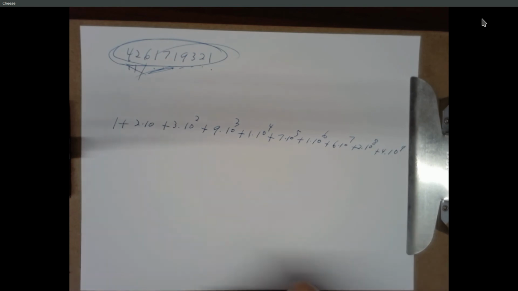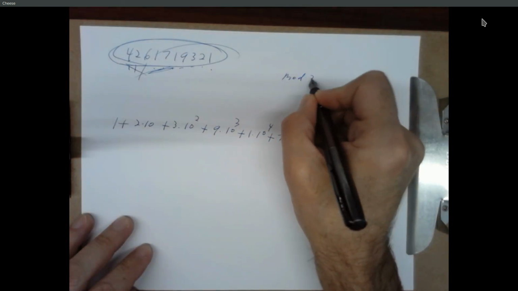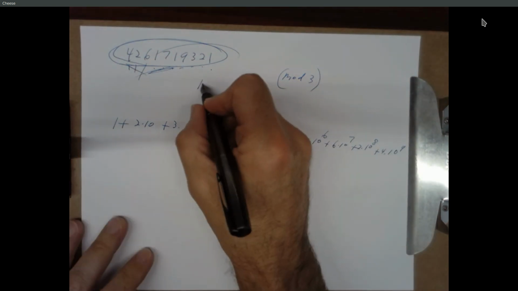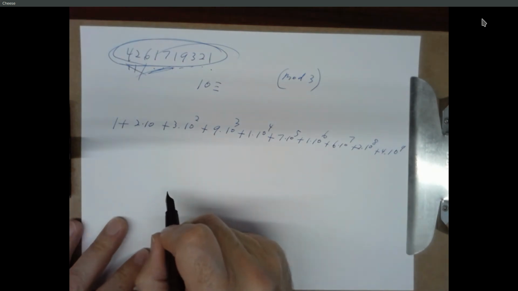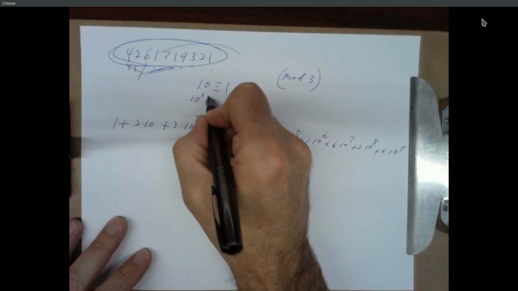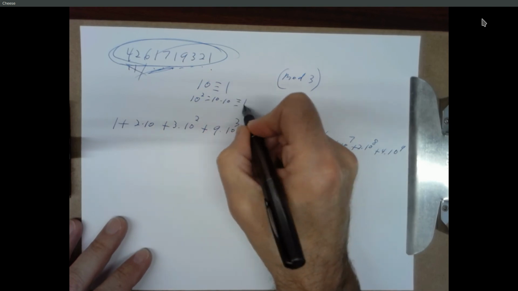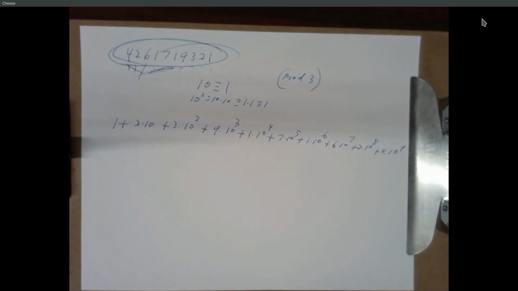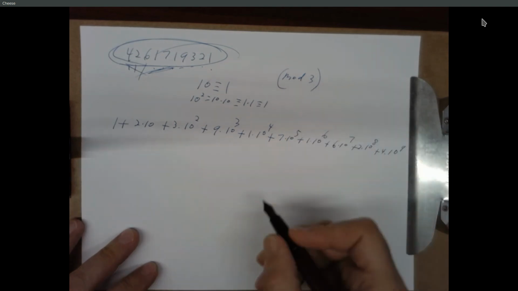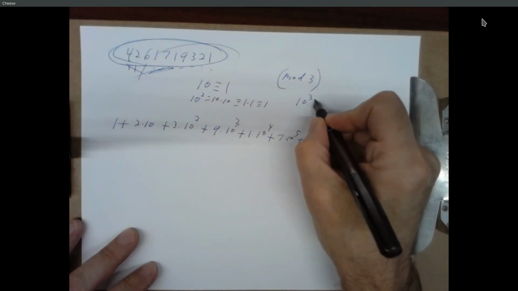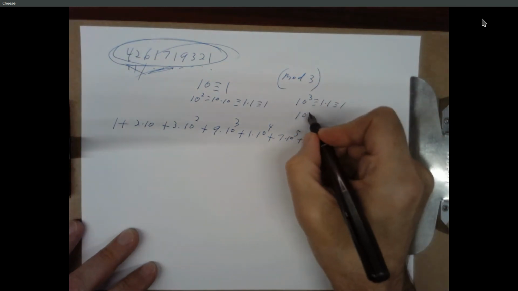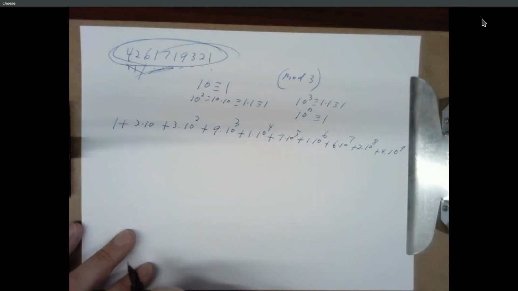Divisibility by 3 means congruent to 0 mod 3. So now I'm switching my brain to only think about mod 3 arithmetic. Well, what is 10 congruent to mod 3? Congruent to 1. 10 squared is 10 times 10. That must be congruent to 1 times 1, which is 1. And it is. 10 squared is 100, which is 1 more than 99, which is a multiple of 3. 10 cubed is congruent to 1 times 1, which is just 1. And in fact, 10 to any integer power is congruent to 1.